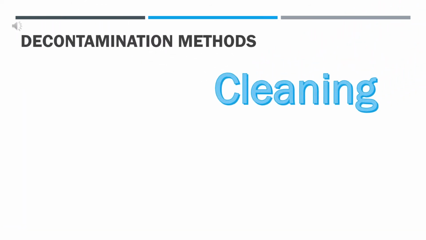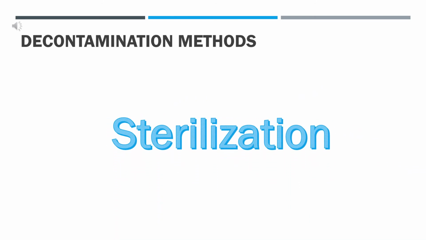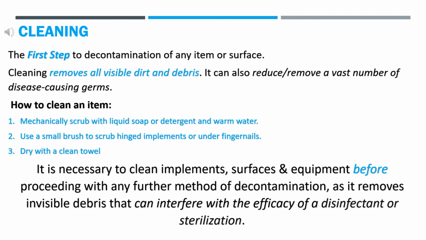Decontamination methods include cleaning, disinfecting, and sterilization. Cleaning is the first step to decontamination of any item or surface. Cleaning removes all visible dirt and debris and can reduce or remove a vast number of disease-causing germs. To clean an item, you must first mechanically scrub with liquid soap or detergent and warm water. Use a small brush to scrub hinged implements or under fingernails. Then dry with a clean towel.